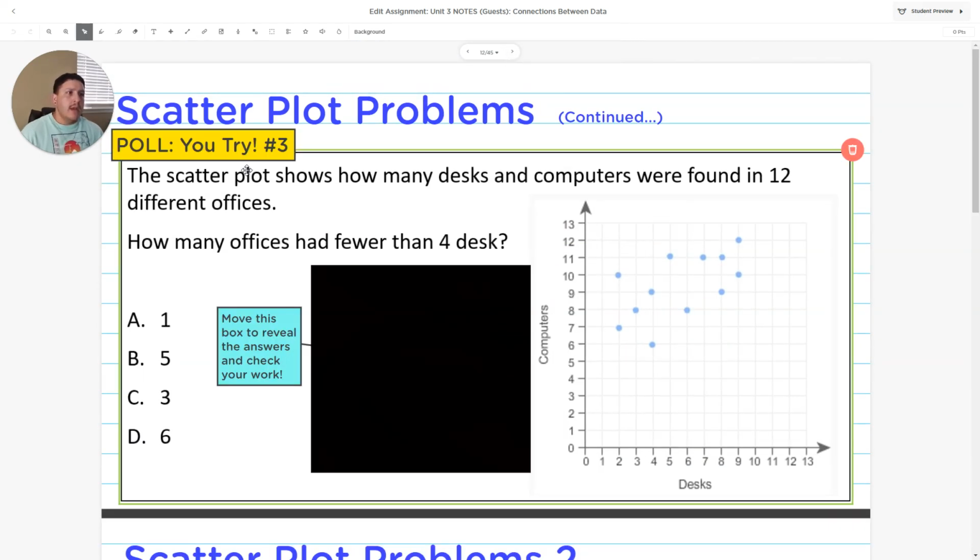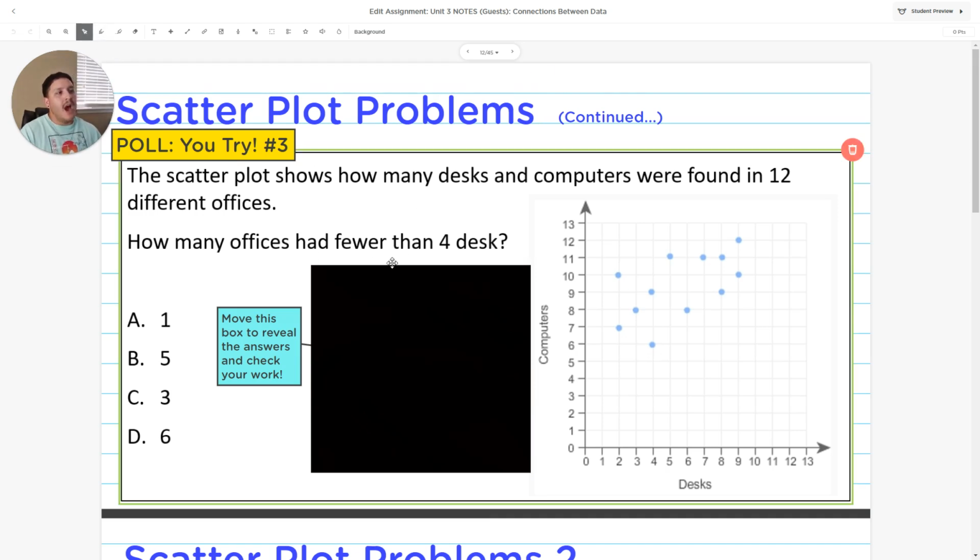You try number 3. The scatter plot shows how many desks and computers were found in 12 different offices. How many offices had fewer than 4 desks? So be very careful. Read the problem. Read the context clues. Fewer than 4 desks. Do you include 4 in that problem? Do you want more than 4? Do you want less than 4? What does fewer mean? So at this moment, go ahead and try this problem. See if you can get the correct answer. If you're on ClassKick, you can move the box to see how we get the answer and just to check your work in general. Otherwise, I'm going to continue on and show you all how to do this.